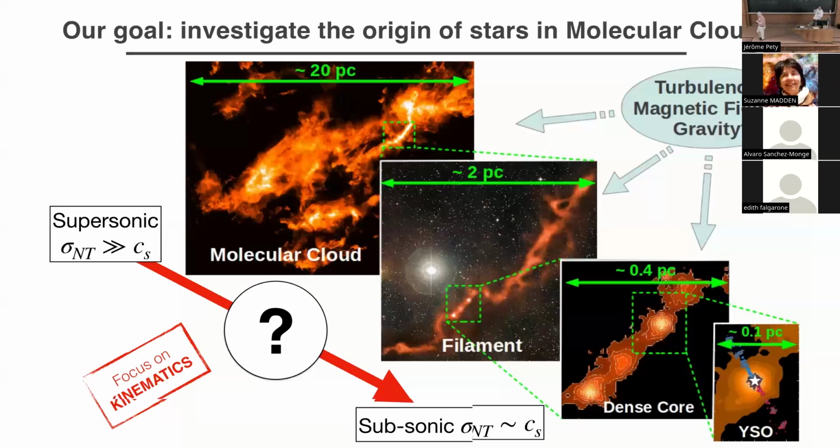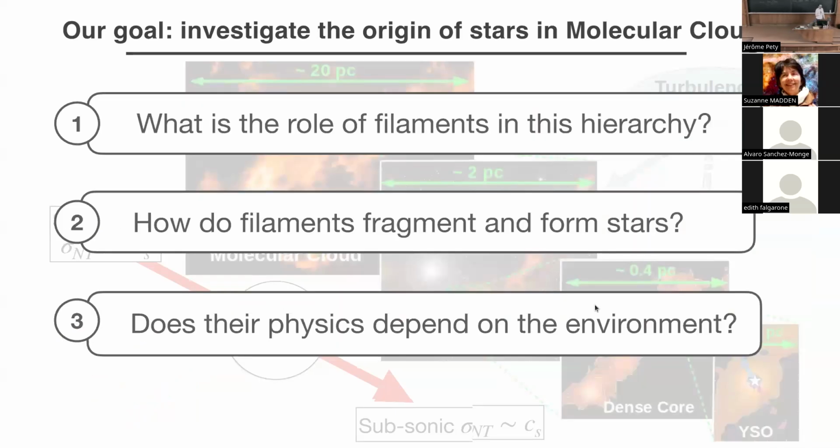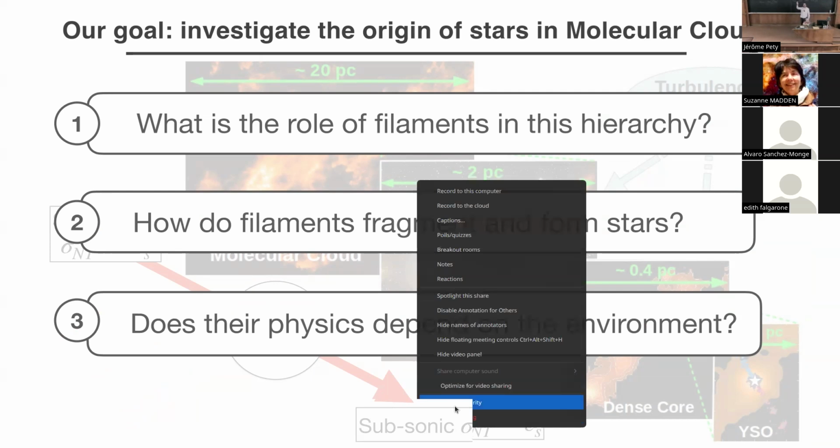we know that dense cores, so before you form a star, the turbulence is dissipated. And somehow something happens in between that needs to get rid of this turbulence. So this is where we focus. So the idea here is whether we can explore what is the role of filaments in this hierarchy. So how filaments then at the end fragment and form stars, and whether their properties change between different environments.